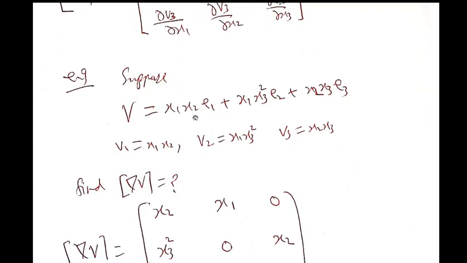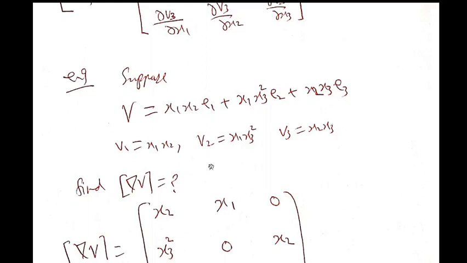Suppose, for example, you have a vector field V equals x1 x2 e1 plus x1 x3 plus x3 square e2 plus x2 x3 e3. By changing these values of x1, x2, x3, you will have different vectors and you will have a vector field. Here V1 is this, V2 is this, and V3 is this.